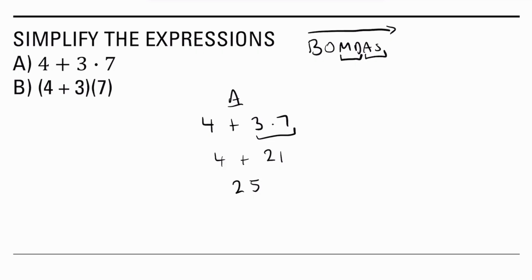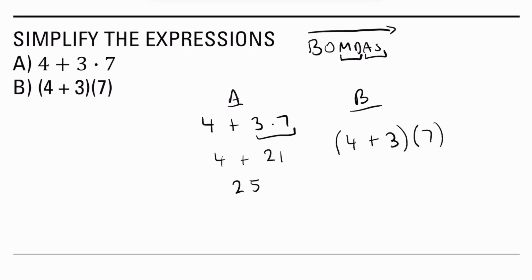So B is very similar. The only difference here is we've got brackets now. And so we've got 4 plus 3 multiplied by 7. And so what this means is that if we're going from left to right, we have brackets first. So we need to simplify the insides of the brackets first. And so here on the right-hand side, we have 7. We can't simplify 7 any further.